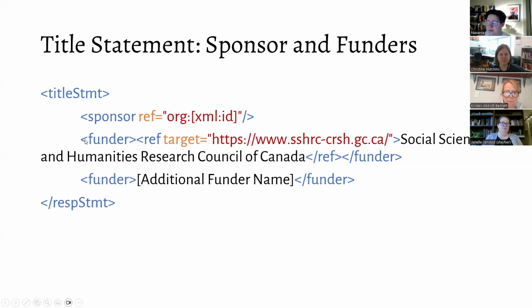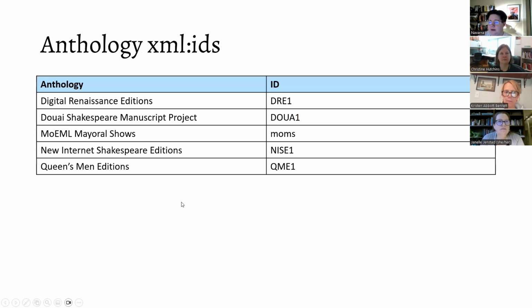Now, Social Sciences and Humanities Research Council of Canada has given LEMDO funding, so that's in there. But if you have other funders, Friends of the ISE, your university, anything like that, each of them will get their own funder element. And here are the anthology XML IDs. They'll also have a lowercase option, but these are the ones that are typically put into that sponsor element.